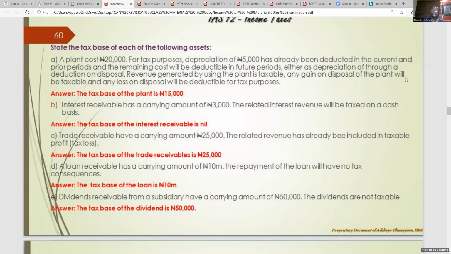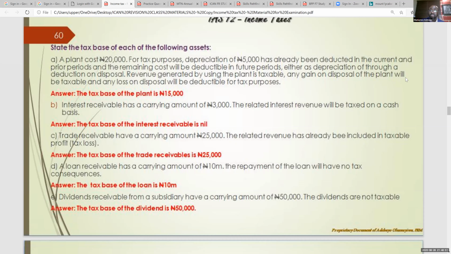But the law says that any interest revenue related to it will be taxed on a cash basis, similar to the question we just saw. If the law says that revenue will be taxed on a cash basis, whereas you have only accrued for it, such does not have a tax base, which was the conclusion I reached there, and that's the same conclusion we are confirming here. Similarly, you have a trade receivable that has a carrying amount of 25,000.